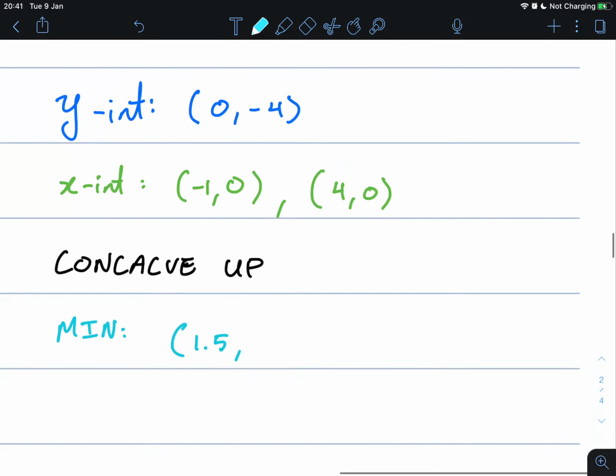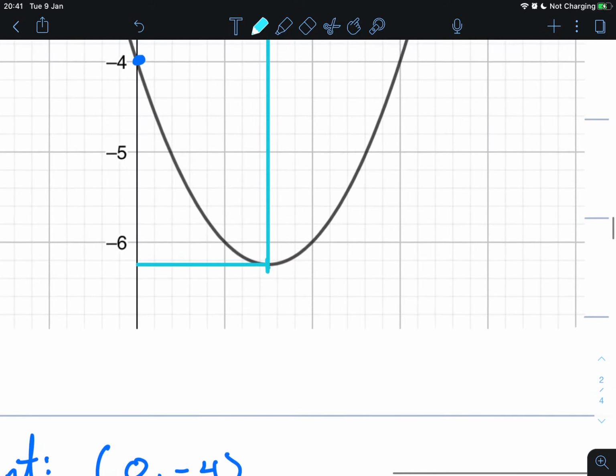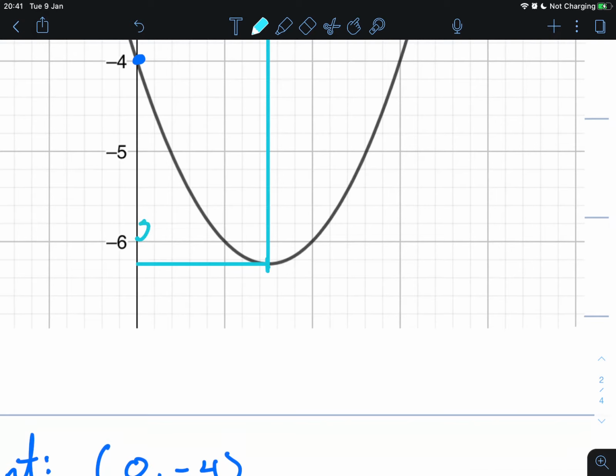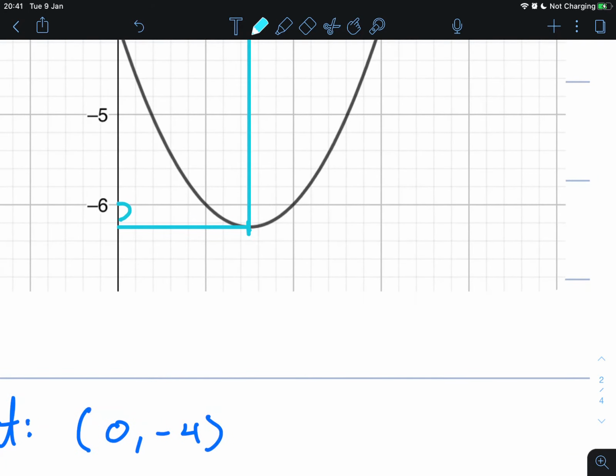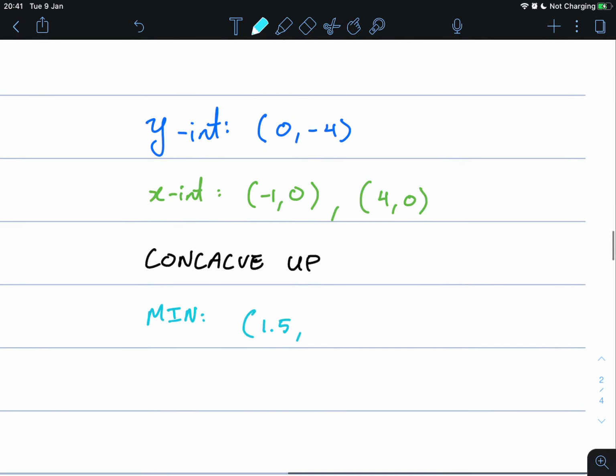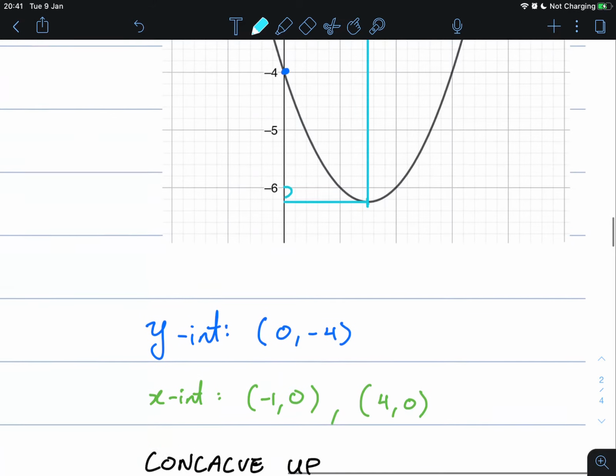1.5. And its y value, from the looks of it, once again, it's going up by 0.2. That's negative 6, negative 6.2, negative 6.4. So it's not quite past 6.2. Sorry, it is quite past 6.2. So I'm just going to let it be, let's say, negative 6.25. It's close enough.